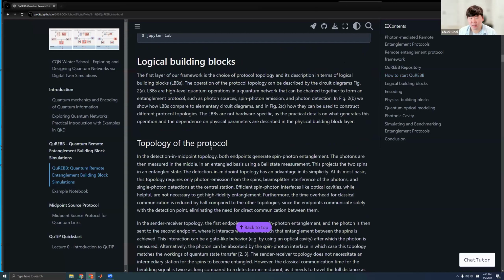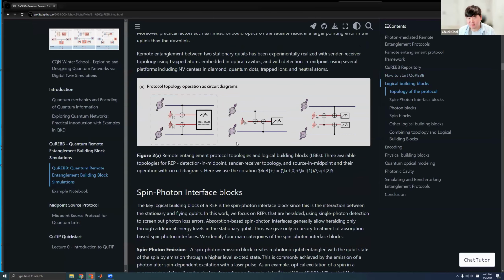The first layer is the logical building block layer. As I briefly said, in this layer of the framework, we talk about the topology of the protocols. We can have three representative topologies for remote entanglement. The first one is that Alice and Bob generate photons, and the two photons meet in the middle, so it's called the detection in midpoint protocol.